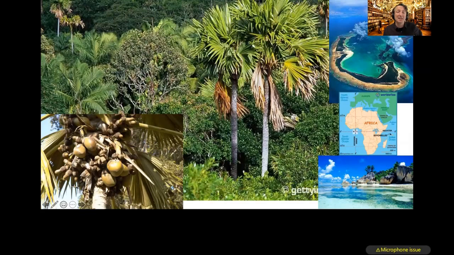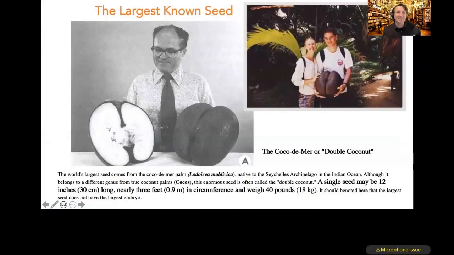Now, if you want to find the biggest seed in the world, you have to go into the Indian Ocean, in particular the Seychelles. Okay, this is the coco de mer. This is a palm tree. This is the largest known seed. Oh my gosh, look at that maternal investment, right? This is what you can find on the internet. This nice honeymoon couple found the largest known seed in the world.